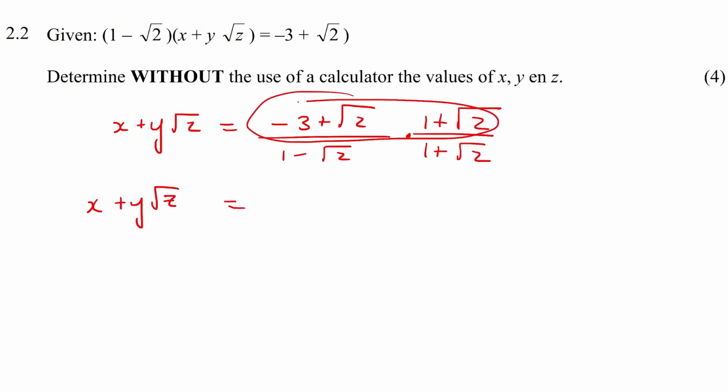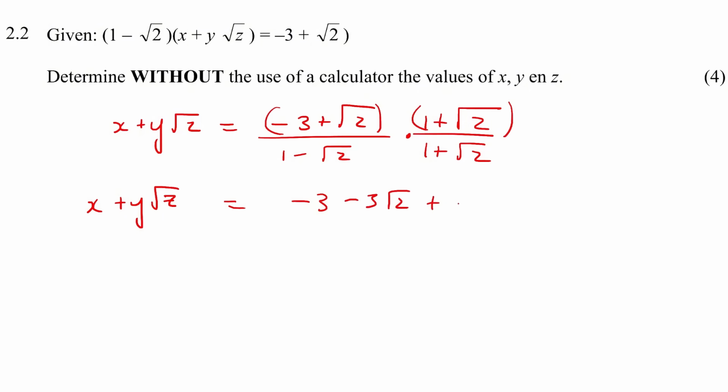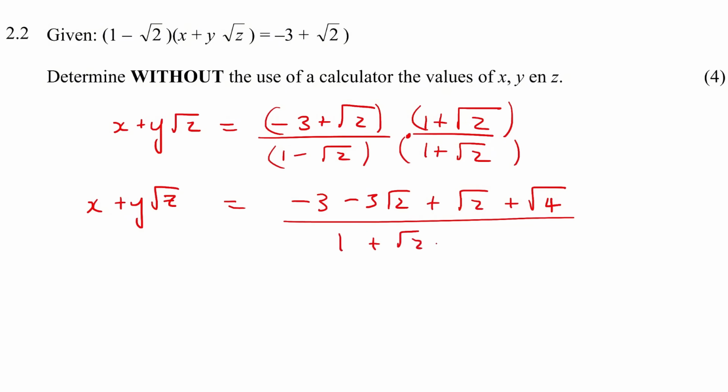So at the top, I'm going to FOIL. So it's going to become minus 3 plus minus 3 square root 2 plus square root 2 plus the square root of 4. And then at the bottom, here's where it gets really nice. You're going to FOIL. You can imagine that we've got brackets. So it's going to become 1 plus the root of 2 minus the root of 2 minus the root of 4. No, you can't cancel things like this out because we've got more than one term at the top and more than one term at the bottom.